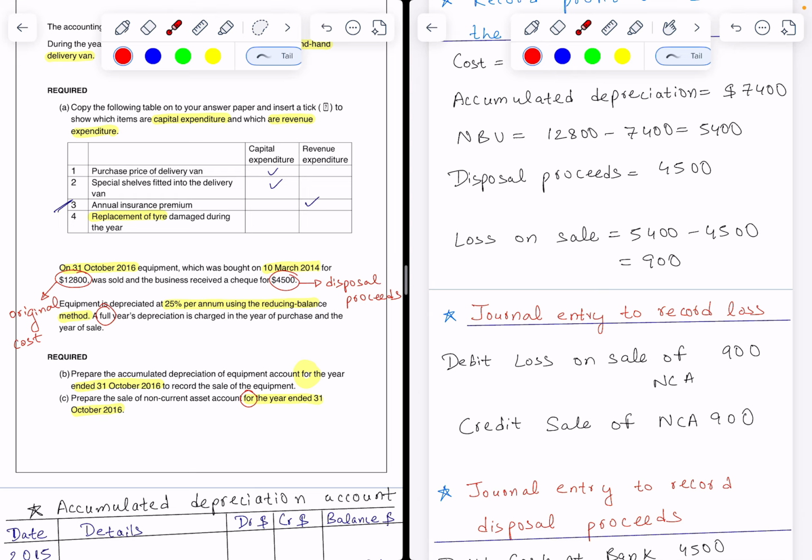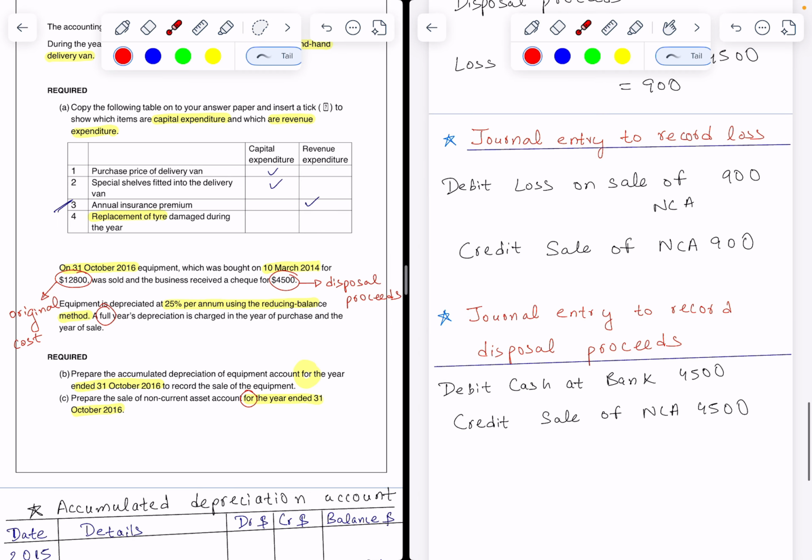Last, you have to record the disposal proceeds, which is the amount that you get by selling the specific asset. The question clearly mentions that the business received a check of $4,500, which means we are receiving $4,500 in our bank account. So bank account is an asset account, and when assets increase in value, we debit them. So that is why we are debiting the cash at bank account by $4,500, and obviously the corresponding credit entry has to be the sale of non-current asset account by $4,500.